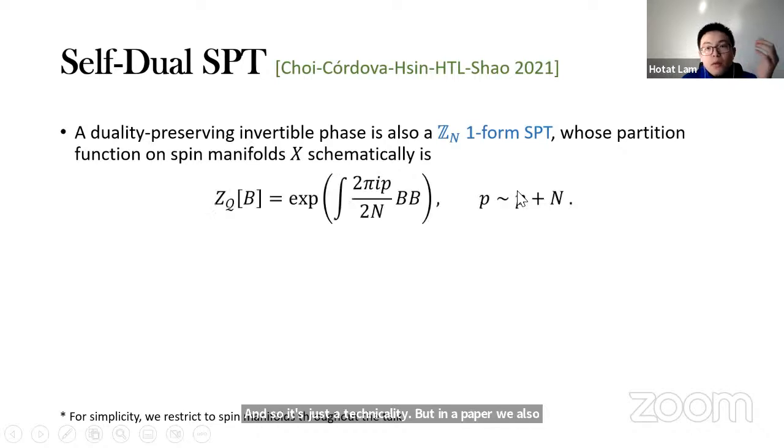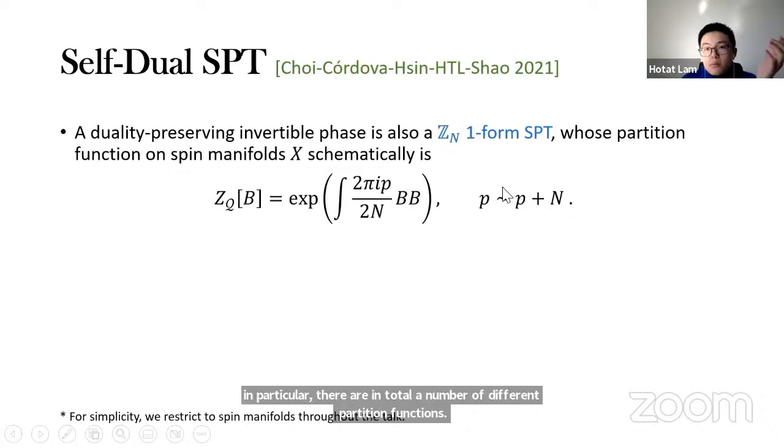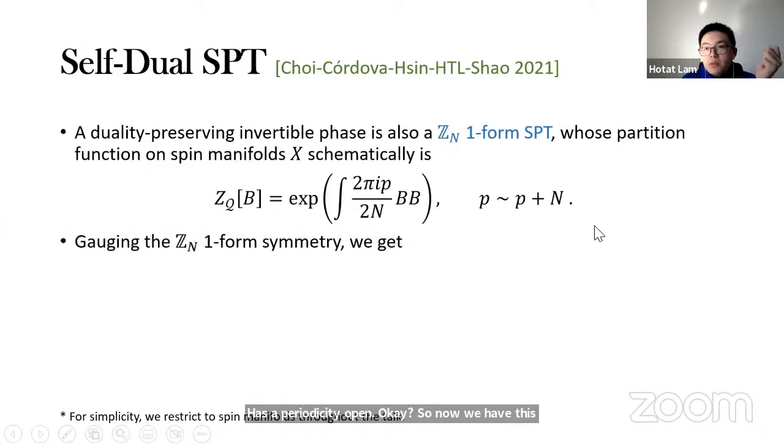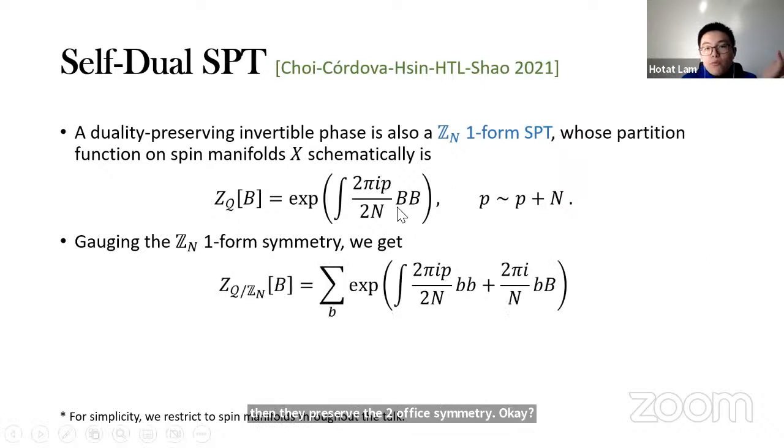Okay, so on a spin manifold, the partition function of a Z_N one-form SPT is given by exp(2 pi i p/2N ∫ B cup B). In total there are a number of different partition functions one can talk about, and they are labeled by an integer p, and this p has a periodicity of N. Now we have these N possible Z_N one-form SPTs, and we can ask what happens when we gauge them. If there are SPTs that are invariant under gauging, then they preserve the duality symmetry. When we gauge the Z_N one-form SPT, this is what we get: we sum over all the Z_N two-form gauge fields.